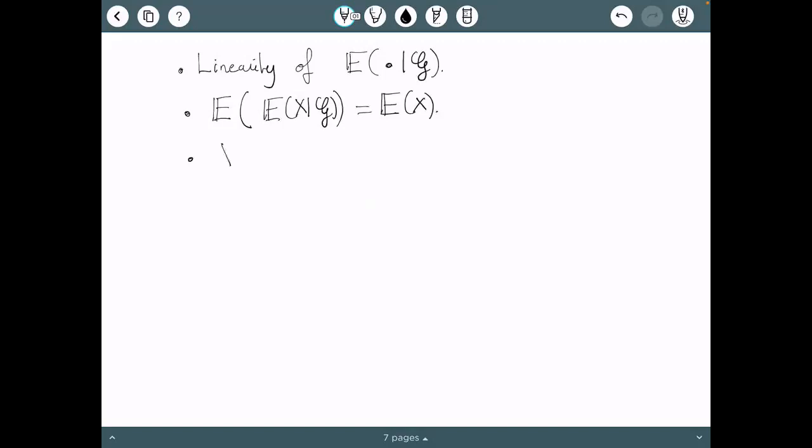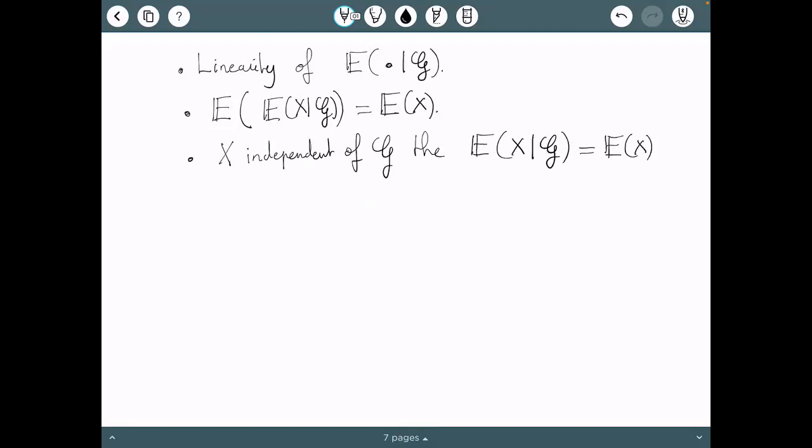You have also this property, which is the fact that if x is independent of G, then the conditional expectation of x given G is just the usual expectation, which is a constant. Then it becomes deterministic. It is no longer random.